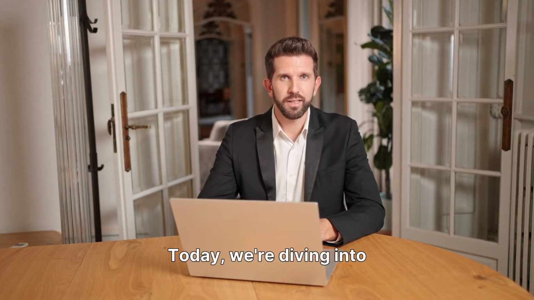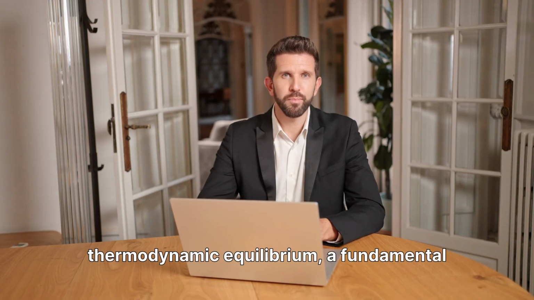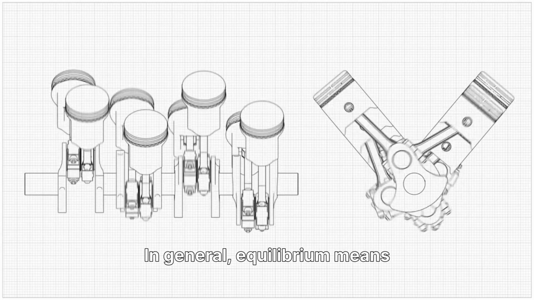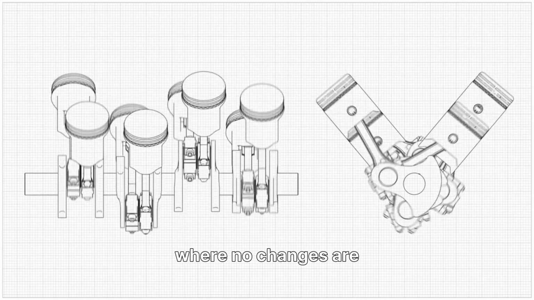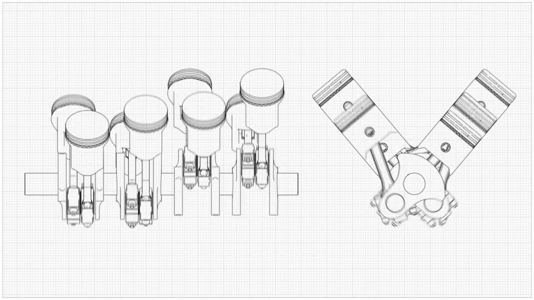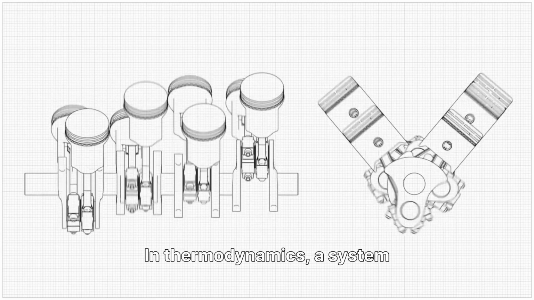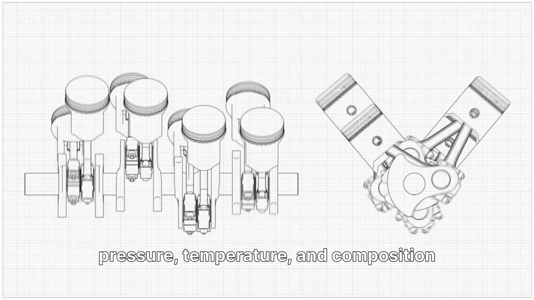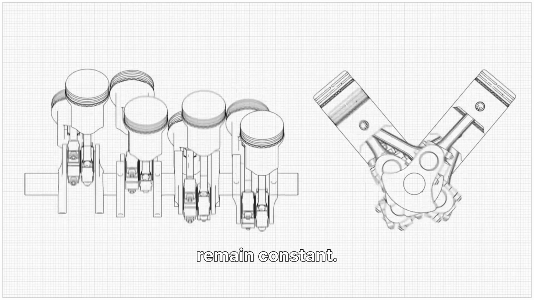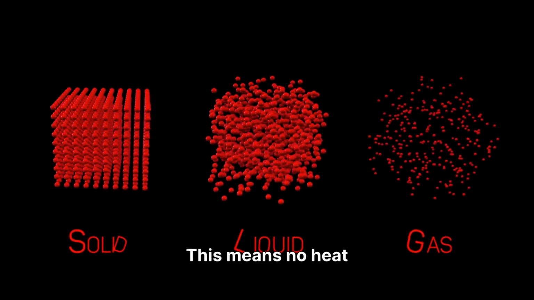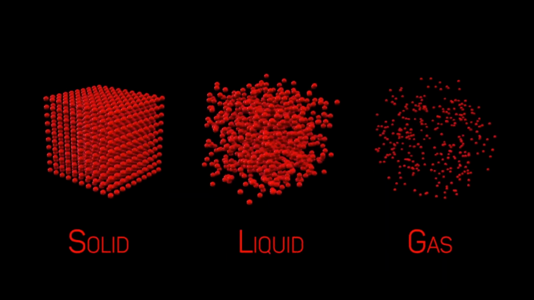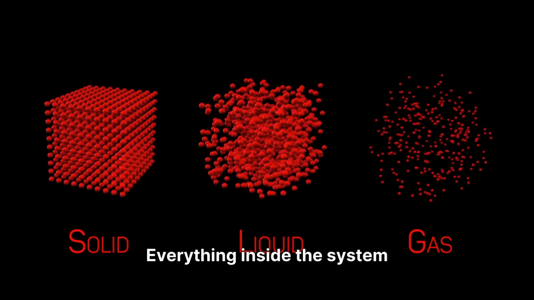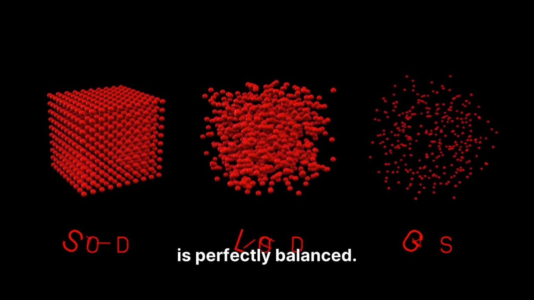Today, we're diving into thermodynamic equilibrium, a fundamental concept in thermodynamics. In general, equilibrium means a state of balance where no changes are happening over time. In thermodynamics, a system is in equilibrium when all measurable properties like pressure, temperature, and composition remain constant. This means no heat is flowing, no unbalanced forces are acting, and no chemical reactions are proceeding. Everything inside the system is perfectly balanced.